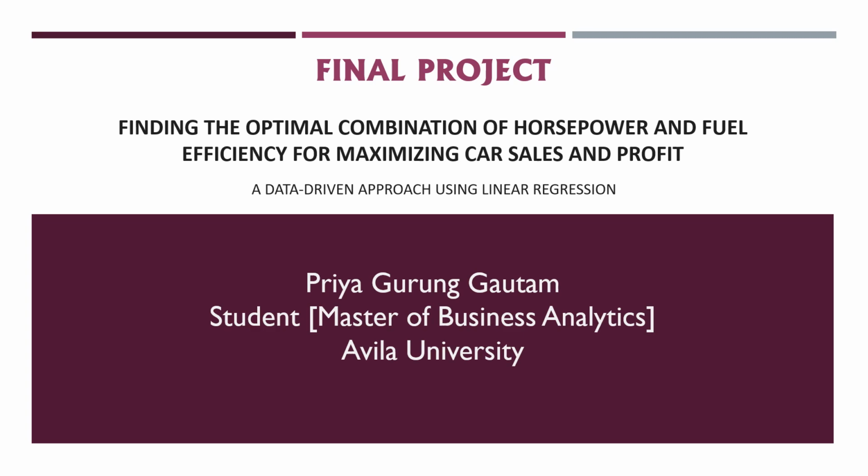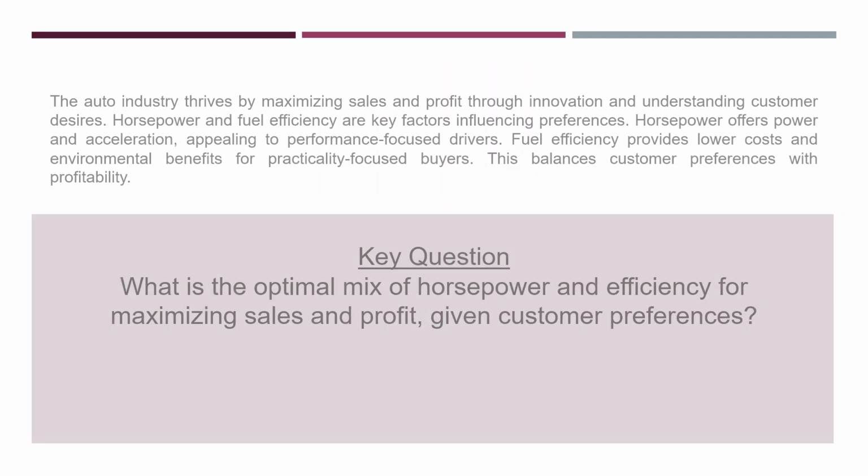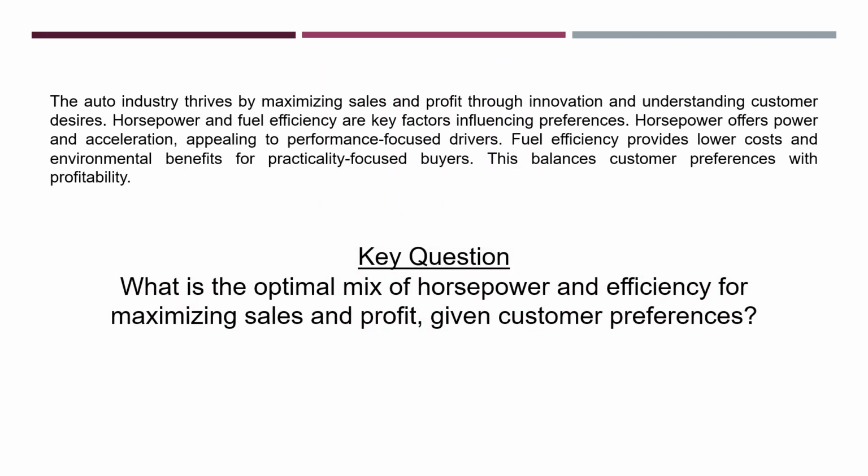And the second slide: the auto industry thrives by maximizing sales and profit through innovation and understanding customer desire. Horsepower and fuel efficiency are the key factors influencing preference. Horsepower offers power and acceleration, appealing to the performance-focused driver. Fuel efficiency provides lower cost and environmental benefit for the practical-focused buyer. This balances customer preference with profitability.